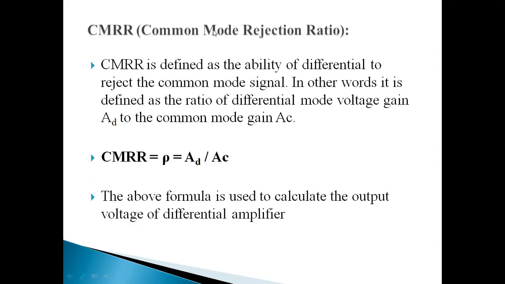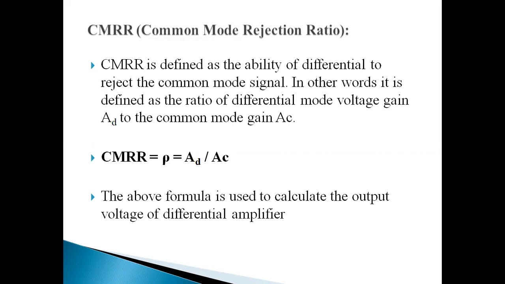Next definition we should remember. This is also one of the parameters of the differential amplifier we should consider. That is CMRR. The full form is common mode rejection ratio. So what is meant by CMRR? CMRR is defined as the ability of the differential amplifier to reject the common mode signals.